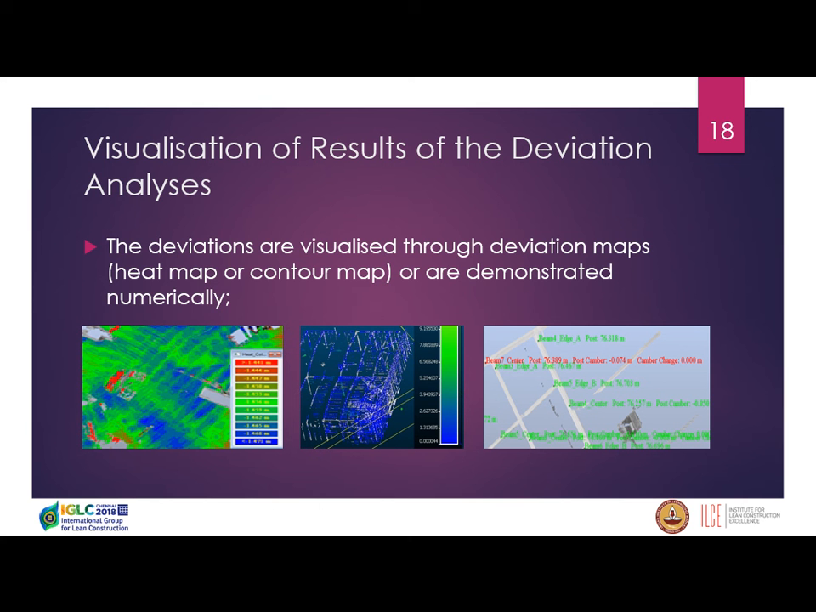So the first one is a heat map. This is a concrete slab, right? It shows those areas in red are 30 millimeters lower than those areas in green. So in a few minutes or hours, you can get a holistic idea of the flatness of your concrete slabs. The second one is a warehouse.